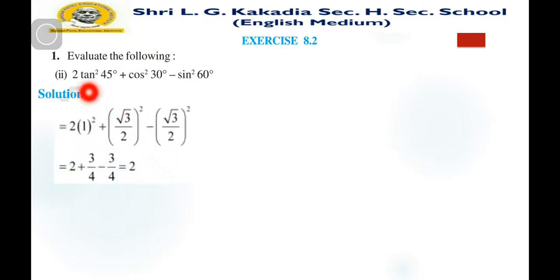We know that tan 45 has value 1, tan square means 1 square, plus cos 30, the value of cos 30 is square root 3 upon 2 its square, minus sin 60, it is square root 3 upon 2. So 2 into 1 square, that is 2, root 3 square, that is 3, 2 square, that is 4, minus root 3 square, that is 3, 2 square, that is 4. Here 3 over 4 minus 3 over 4 cancel, then its value is 2.